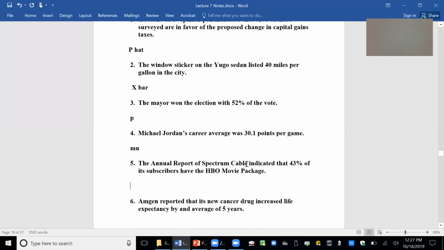The annual report of Spectrum indicated 43% of the subscribers have the HBO movie package. Does the annual report contain everything? Yeah, everything for this year for this company. Most annual reports, what they're reporting are population parameters. What question did we ask? Do you have the HBO package? Yes or no? And I do arithmetic with yes's and no's. Makes this a P.